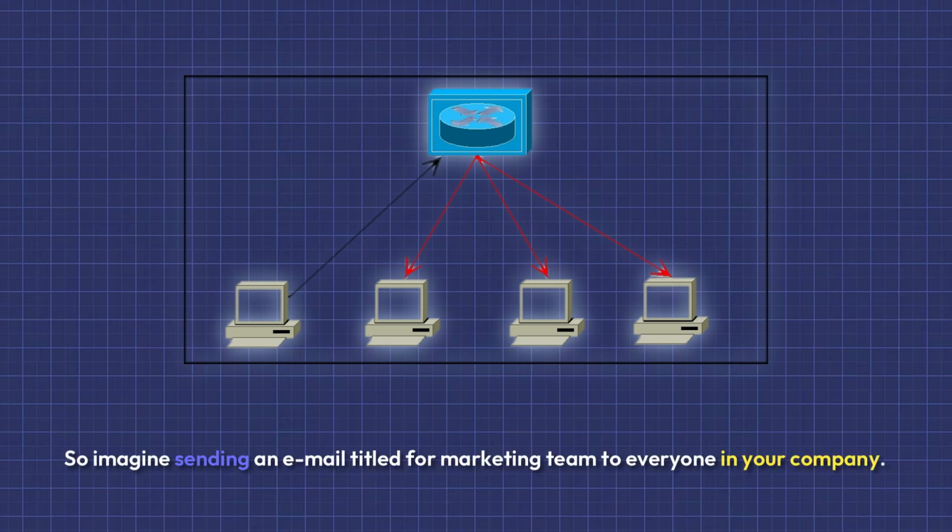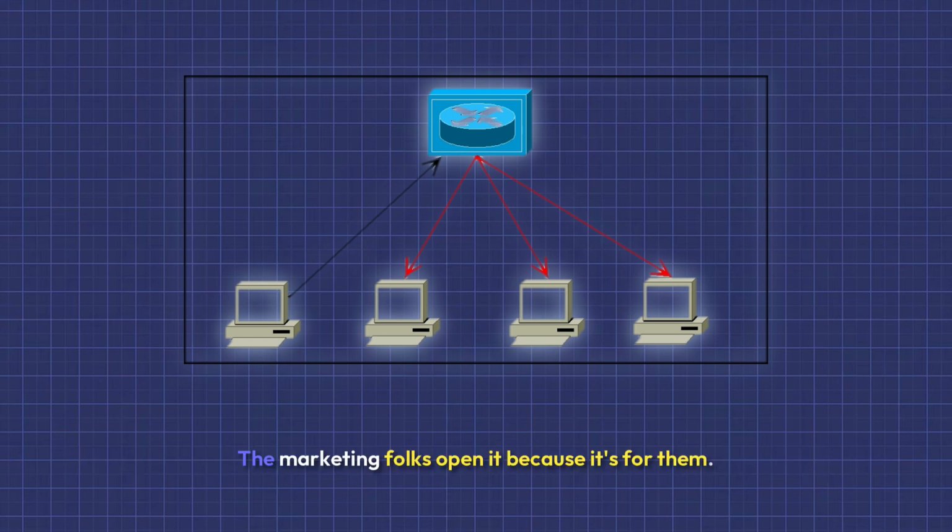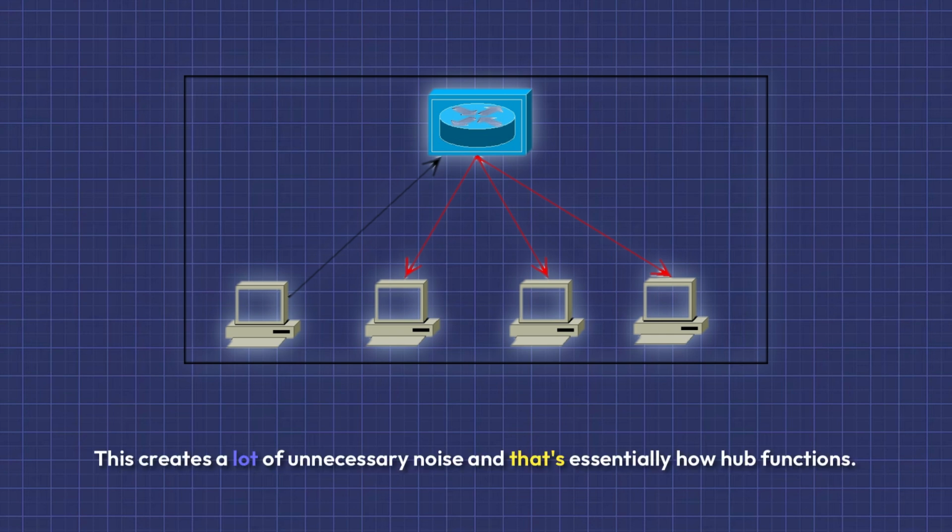So imagine sending an email titled "For Marketing Team" to everyone in your company. The marketing folks open it because it's for them. Everyone else deletes it because it doesn't apply to them. This creates a lot of unnecessary noise, and that's essentially how a hub functions.